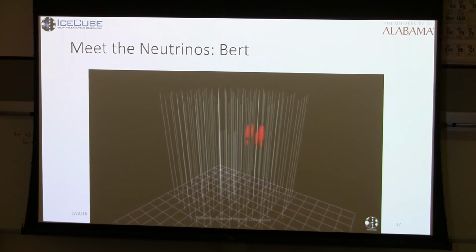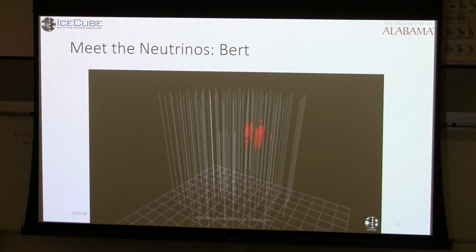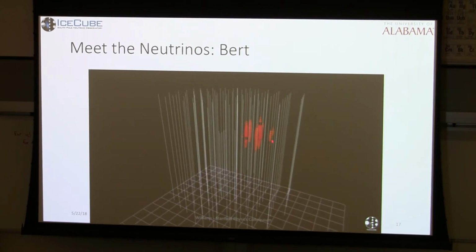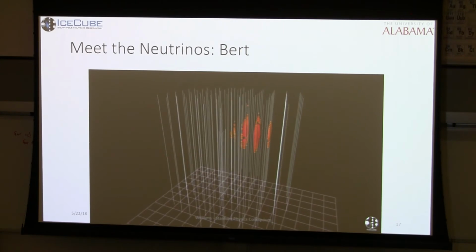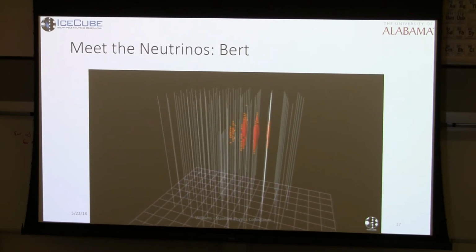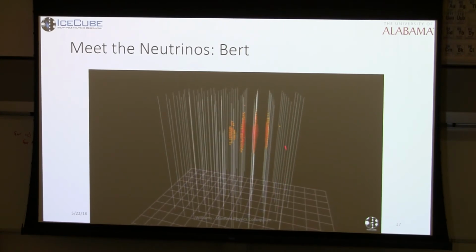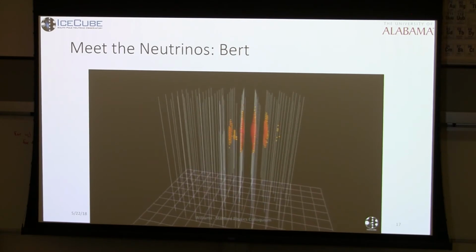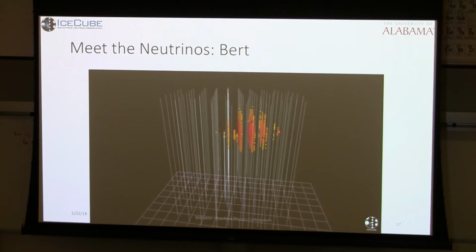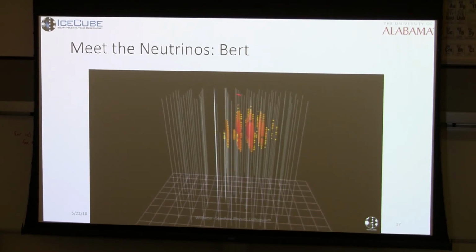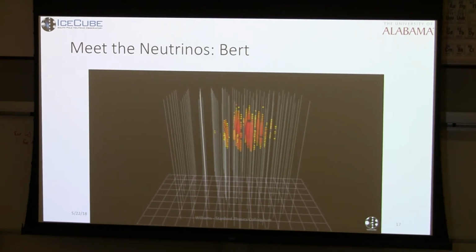And this is a real event, not a simulated event, so you don't see the light, but you see that the event is starting deep inside the detector, and then the light is spreading outwards in all directions. So this is a classic cascade. The red is early again, the orange and the green as it goes outward are late, and you just see the light spreading out. And this is spreading out over hundreds of meters. Remember, it's 125 meters in between each row of strings.